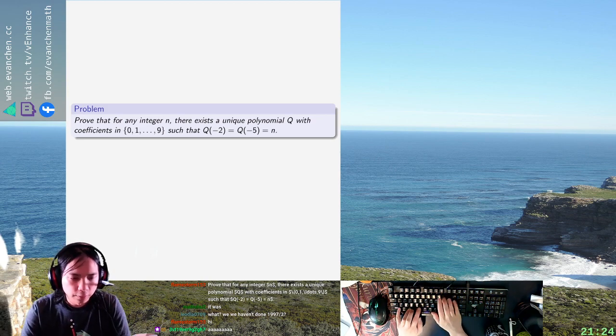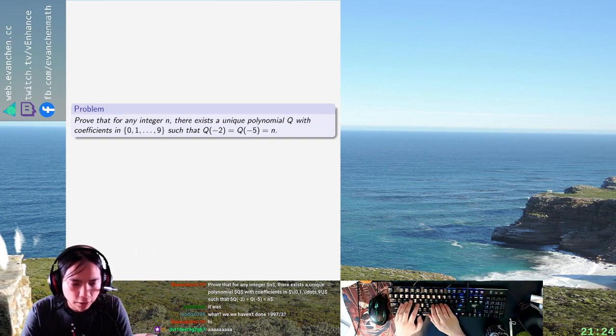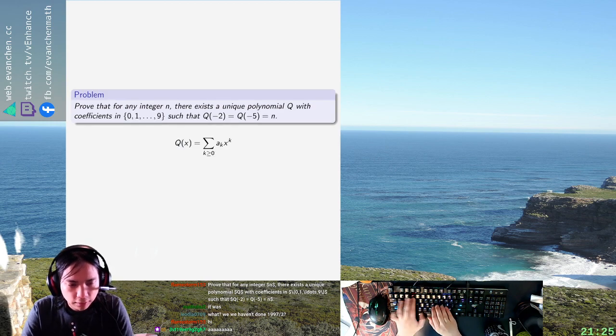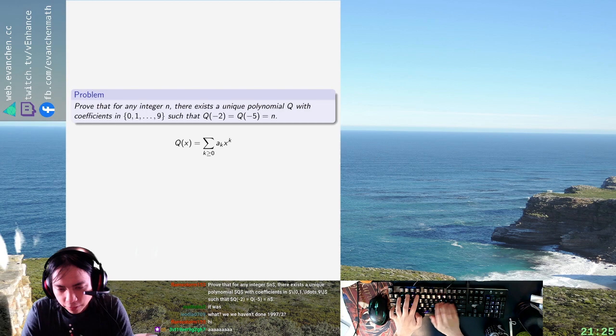if q(x) is equal to the sum over k at least 0 of a_k x^k, then what do we need? We need that a_k is uniquely determined by n mod 2 and n mod 5. Or n mod 2^k and n mod 5^k, I guess.